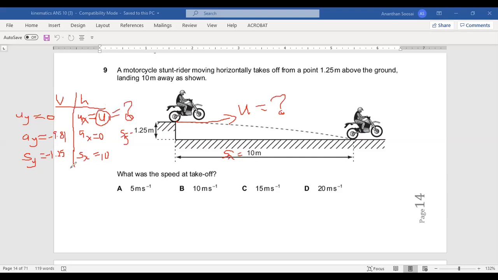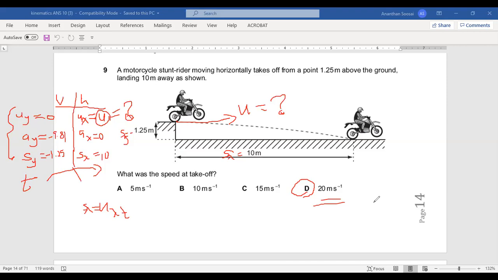Horizontally, you need three pieces of information, but as usual, vertically you have three. So find the time, use the time on the horizontal, and you can find the answer. Check s equals ut plus half at squared, find the time, put it over here, then find the Sx. Sx equals uxt. So all of you got D, 20 meters per second, should get 20 meters per second.